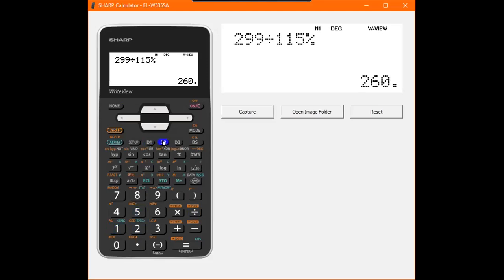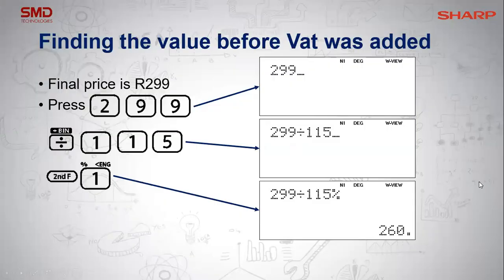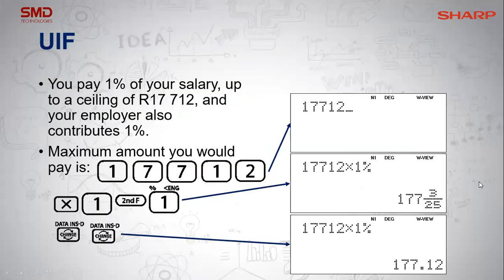So I'm just using my shortcut key there, D1, which we saved just now. And that gives us 260 Rand. So before we added that, it was 260 Rand. And we can check that we are correct by saying 260 plus 15%, and we can see that we have the right value. So there we go.